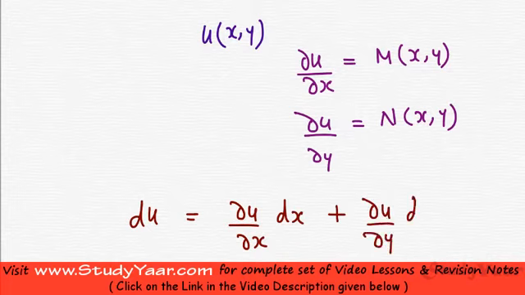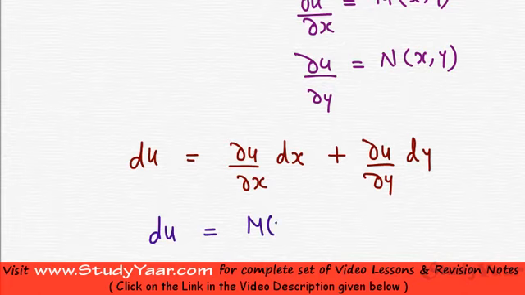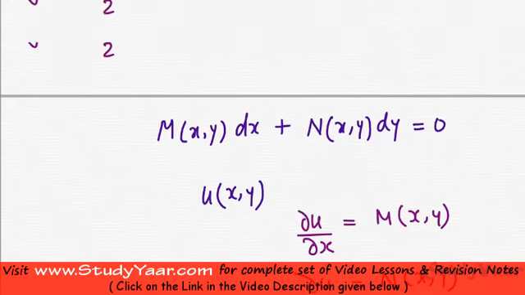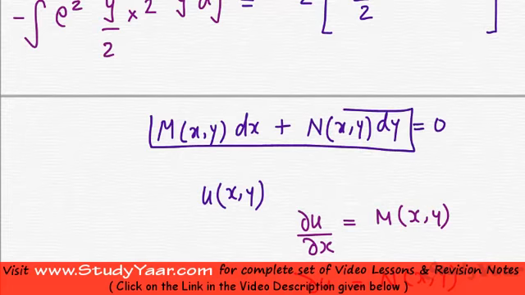Now what I would do is replace ∂u/∂x by M(x,y) and ∂u/∂y by N(x,y). So what I would get is du equal to M(x,y) dx plus N(x,y) dy, which is essentially my original equation.